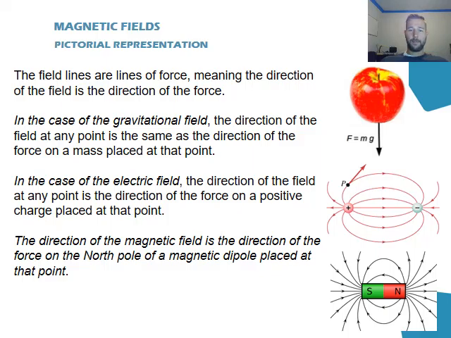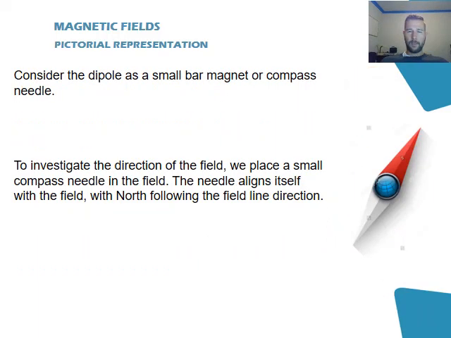Now with magnetic fields, it's the same. So the direction of the force is the direction from north to south, and is a force experienced by a north dipole. So you can see if we had a north dipole placed in that field, it would be facing from north to south. When we consider electric fields and finding the direction of that field, we use a positive test charge placed in that field to determine the direction.